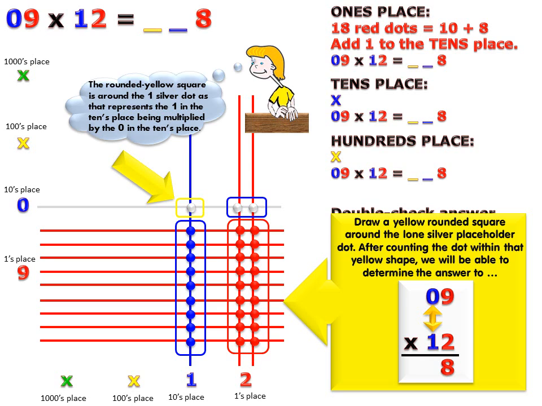The rounded yellow square is around the 1 silver dot, as that represents the 1 in the tens place being multiplied by the 0 in the tens place. And as we said before, anything multiplied by 0 is always, always, always 0.